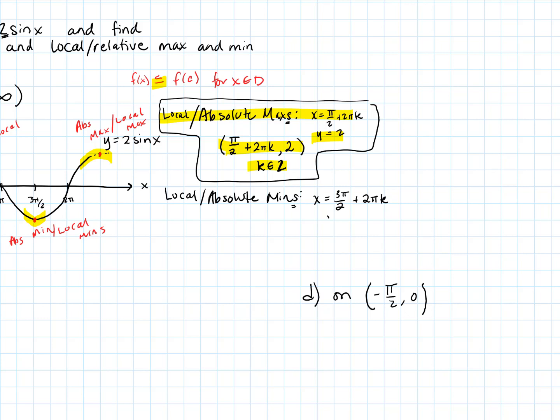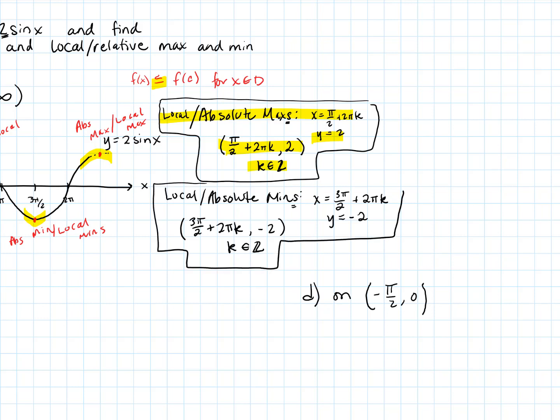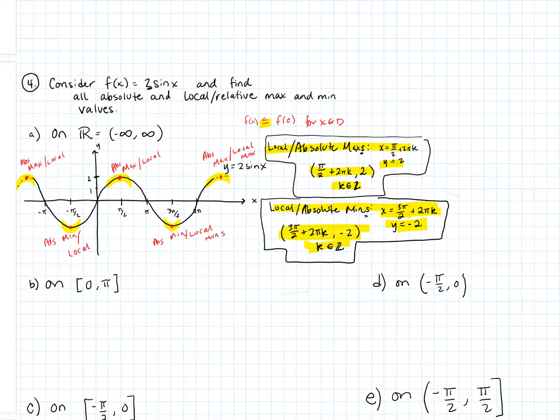On those local and absolute mins, the minimum value that this sine curve hits, because of its amplitude, is negative 2. So the y values are negative 2. We would write this as 3 pi over 2 plus 2 pi k, negative 2, where k is an element of the integers. I wrote that as two boxes, but I guess those are really just one answer, right? That is where our extreme values occur.